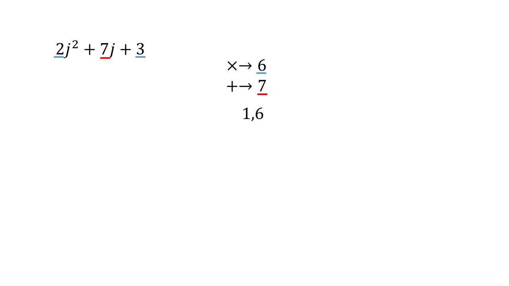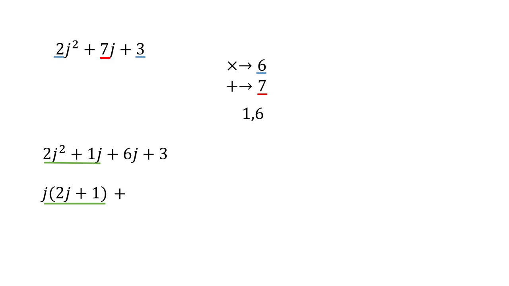So now we can split our middle term. So we've got 2j squared plus 1j plus 6j plus 3. So we split that middle term up, and now we're into factorizing the first two terms. We can take a j out of both of them, and so we've got j, and left in the bracket is 2j plus 1. Same with the second two terms, put a plus sign in the middle.